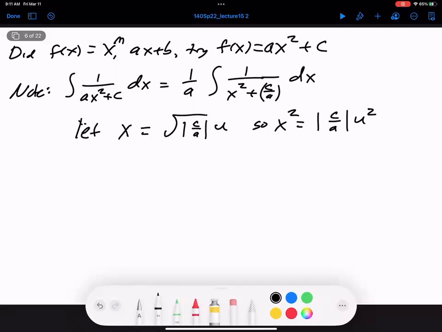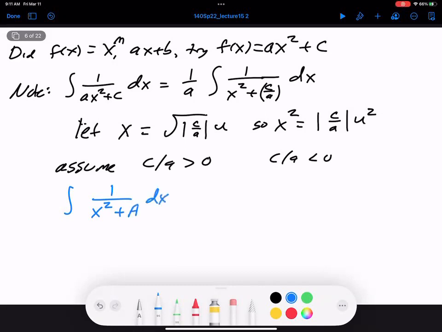So let's break this up into cases. Let's assume c over a is greater than 0, and let's assume c over a is less than 0. So one case is we have the integral of 1 over x squared plus, let's call it, A dx, and the other one will have the integral of 1 over x squared minus A. And both of these, I'm going to write it like this so that A is greater than 0.